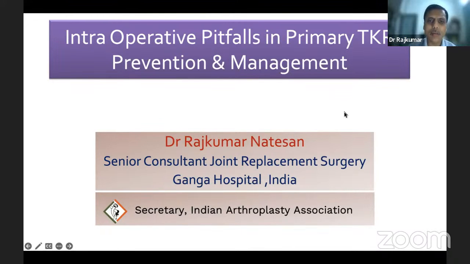Okay. Yes, sir. So intraoperative pitfalls in primary TKR, its prevention and management. This topic, more than the management, our aim is prevention. Prevention should be our aim and not the management part, because we don't want these intraoperative pitfalls. But sometimes it happens even without our utmost care. So let us go through a few of these challenges we face in our day-to-day practice in a total knee replacement.